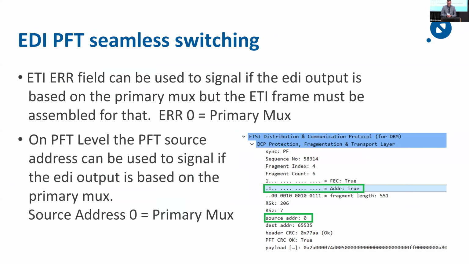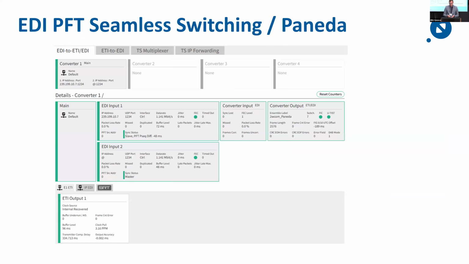We add an EDI transport extension, which is in the EDI standard, and that's the PFT source address. Then simply, when the EDI feed is derived from multiplexer A, the source address is set to 0, and in the case it is derived from multiplexer B, it is set to 1. This is really handy because you have a really fast detection and you know what's going on in your EDI network. For whatever reason, disk failure, network link problems, you know exactly the state of your downstream equipment.